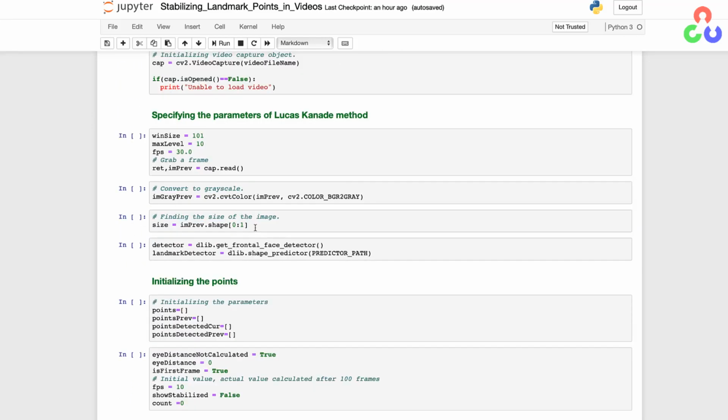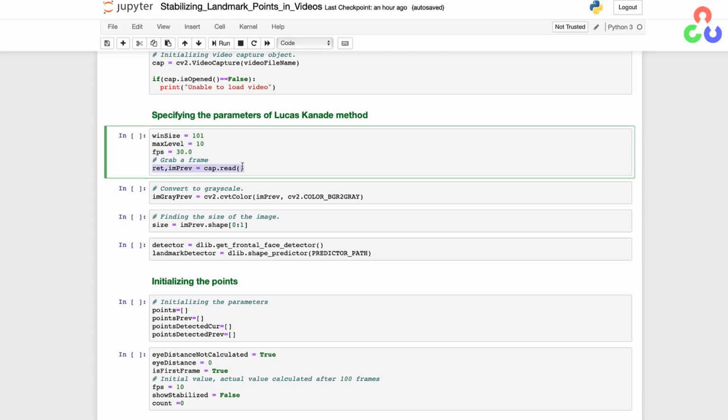For Lucas-Kanade optical flow, we need the window size, which we have set to 101. This is the number of levels of the pyramid. We have a maximum of 10 levels. So at each level, we downsample the image, and it can go up to 10 levels depending on the size of the image. The frames per second, this is just a placeholder. We are going to calculate it.